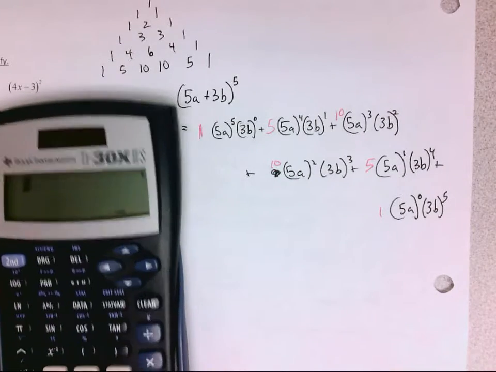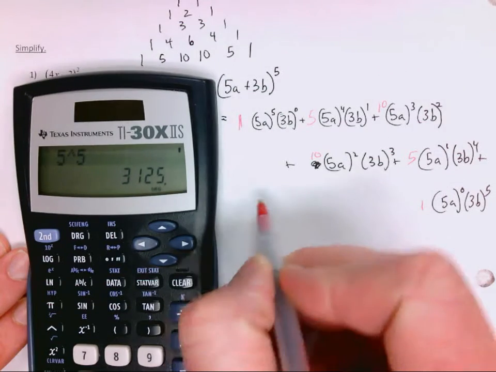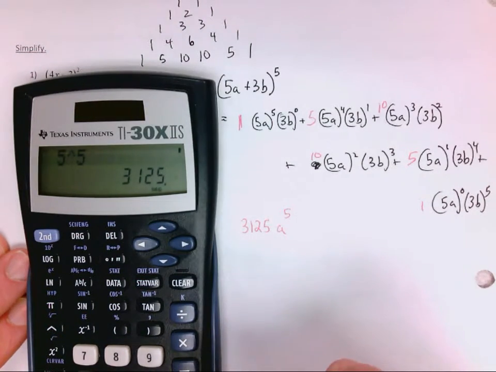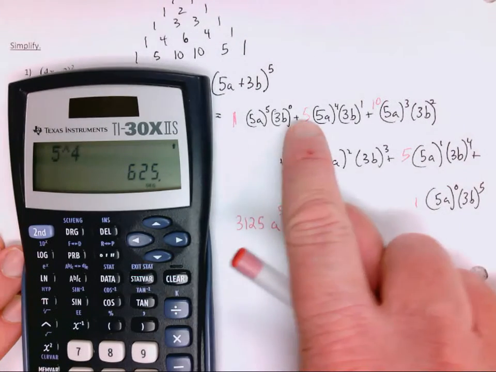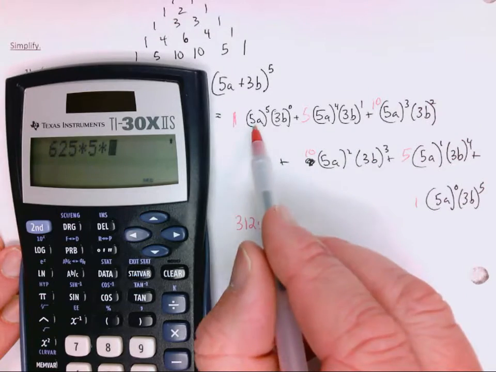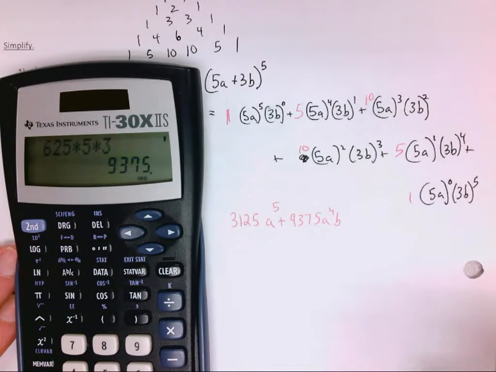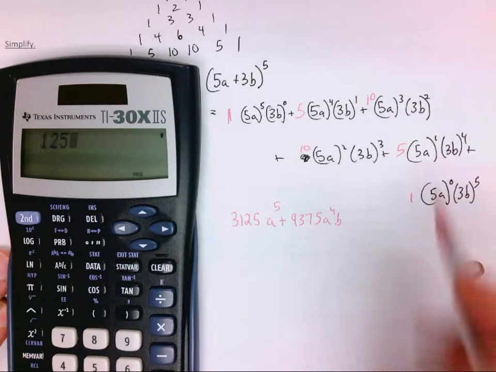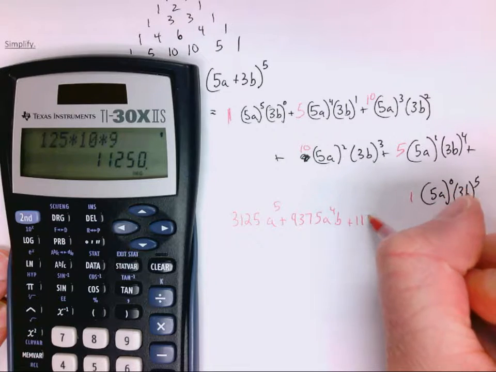So 5 to the fifth, that's 3,125. And that's a to the fifth, 3b to the 0. So that's just a to the fifth. Plus 5 to the fourth, which I think is 625, times 5 times 3. 9,375 a to the fourth b. And be glad you didn't multiply this out the long way. 5a to the third, which is 125, times 10 times 9. I know 3 squared is 9. So 11,250 a to the third b squared.